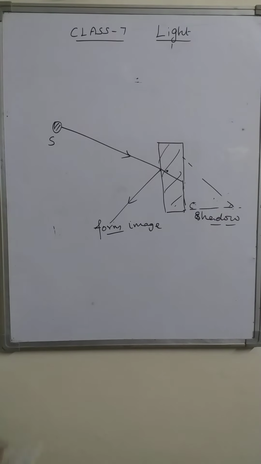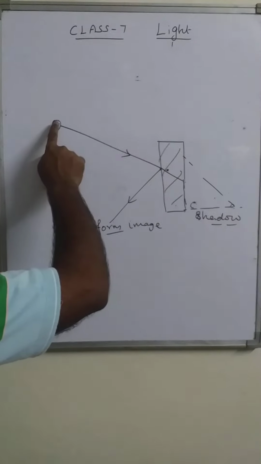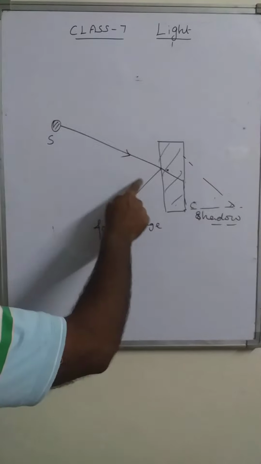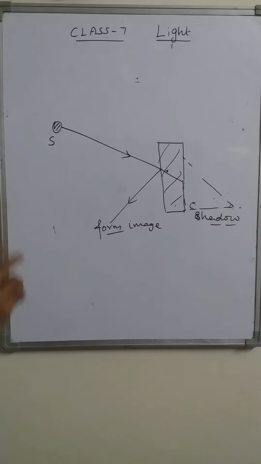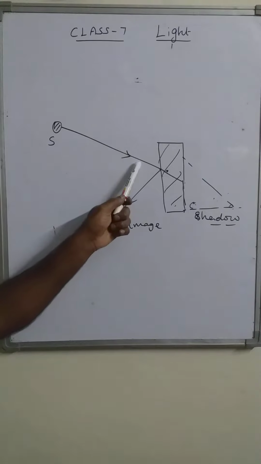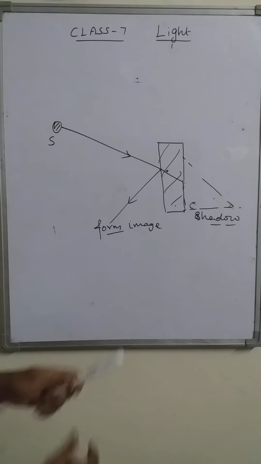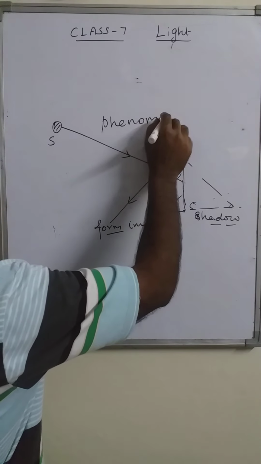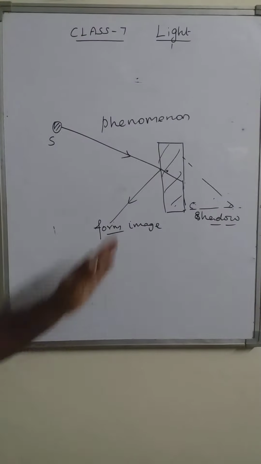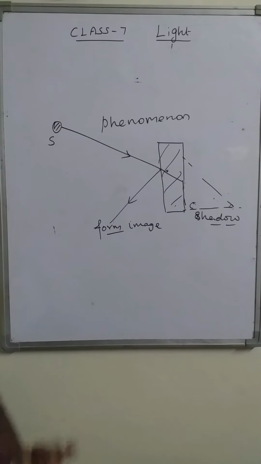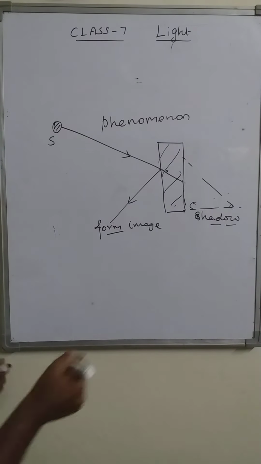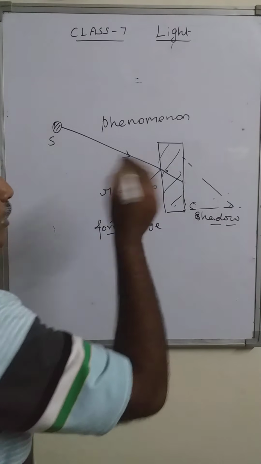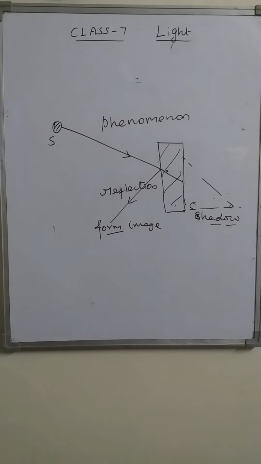Here one thing: this reflected light is traveling on the same side. From this phenomenon, we can define reflection. What is reflection? Reflection is the phenomenon of sending back of light into the same side by any surface. After reflection, the shadow is formed and the image is also formed.